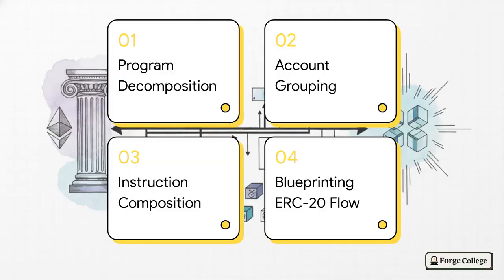Okay, let's dive into our agenda for today. To build out this new assembly line, we need to master three core architectural pillars. First up, program decomposition. Second, account grouping. And third, instruction composition. And finally, we'll bring the whole shebang together by blueprinting an actual ERC20 flow.